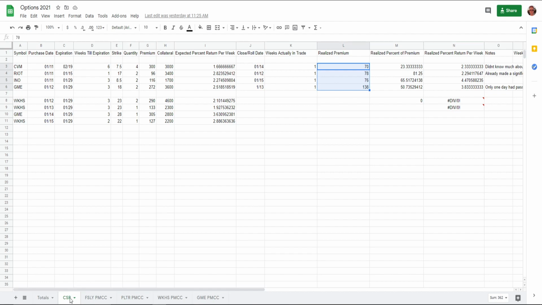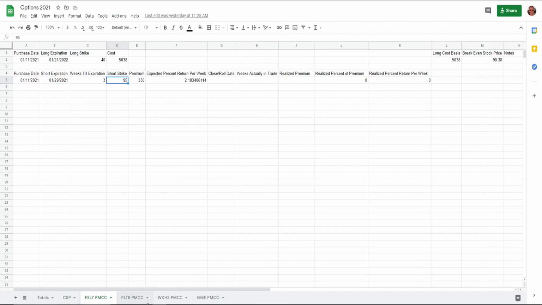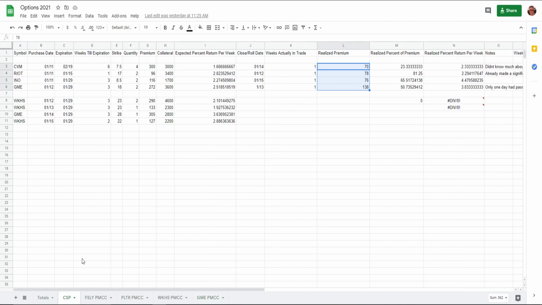So the CSP, like I said, stands for cash secured puts. And then each one of these is a diagonal spread or a poor man's covered call, which is a specific type of diagonal spread. So first, let's look at the cash secured puts tab.